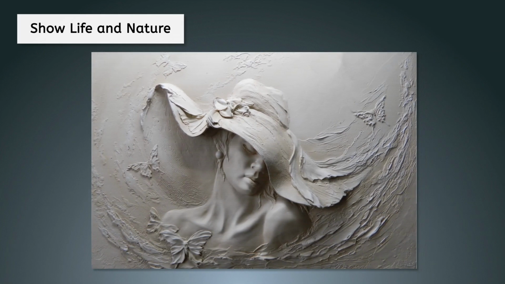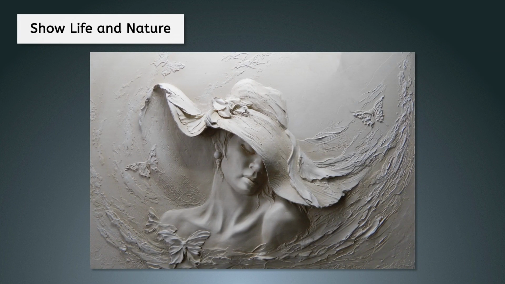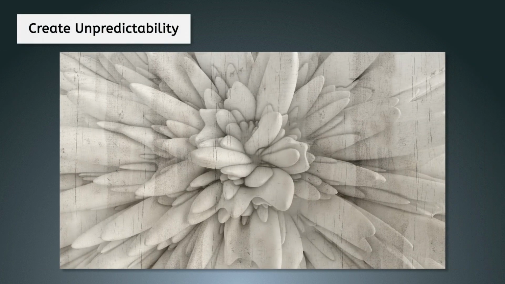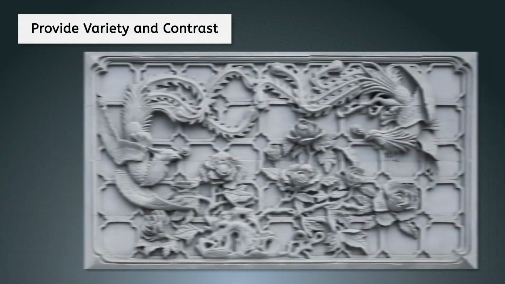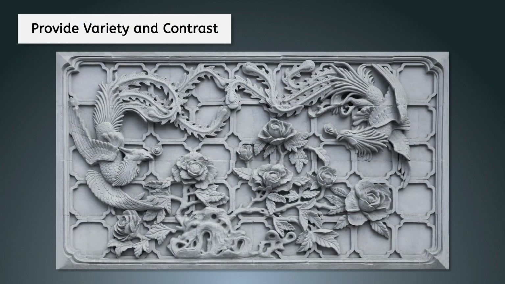Show life and nature. Organic forms representing nature help portray life, growth, and natural happenings. Create unpredictability. Their irregularity adds unexpected elements to art, making it more dramatic and exciting. Provide variety and contrast. Organic forms can contrast with geometric forms, balancing the unpredictability of nature with the predictability of man-made elements.